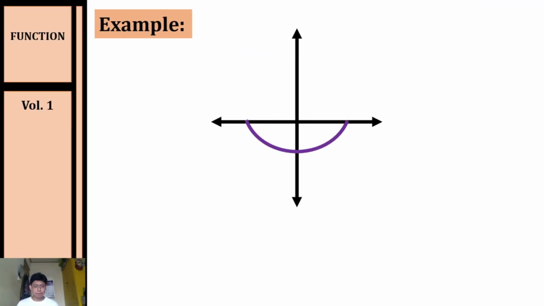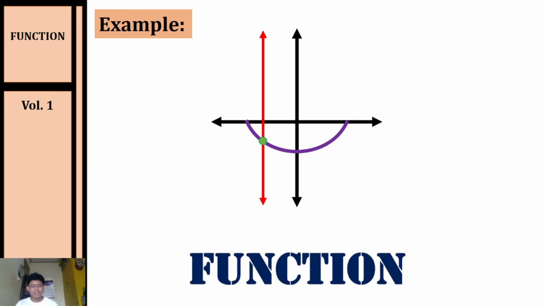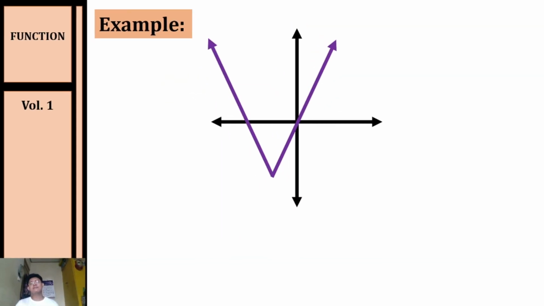So, for example, we're given this graph. Is this graph a function or not? Let's draw a vertical line and count the number of intersections. So we have 1 point of intersection. Therefore, this graph is a function. Alright, let's have another example.